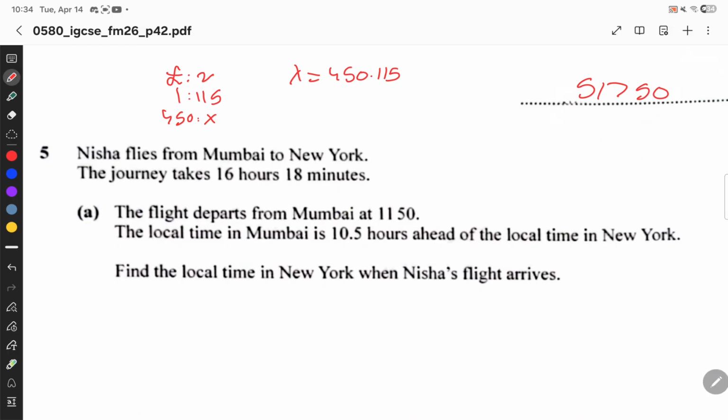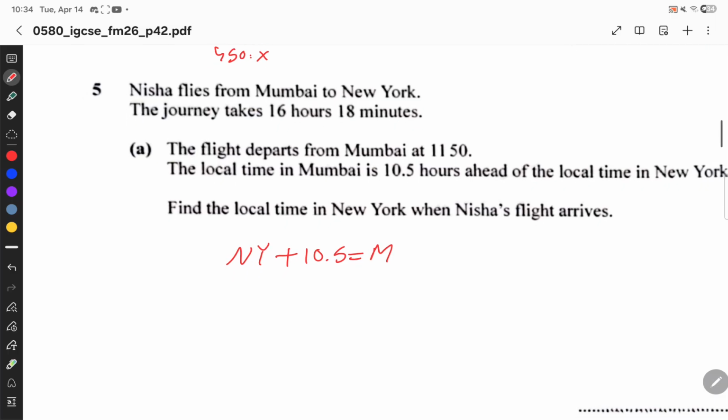The journey takes 16 hours and 18 minutes. The flight departs from Mumbai at 11:50. Local time in Mumbai is 10.5 hours ahead of the local time in New York. What does this time mean? So NY plus 10.5 is equal to Mumbai. Find the local time in New York when Nisha's flight arrives.